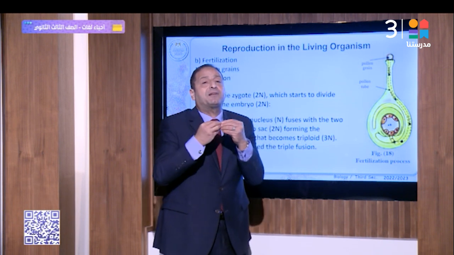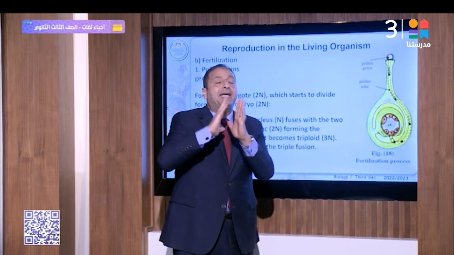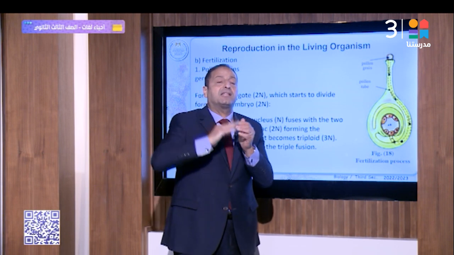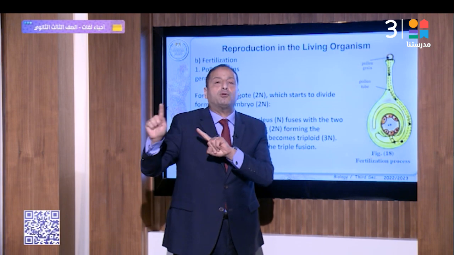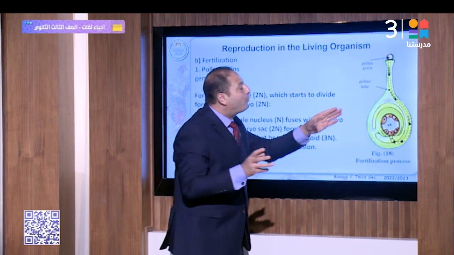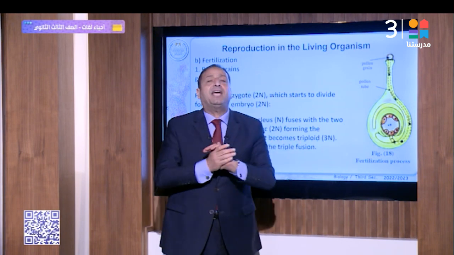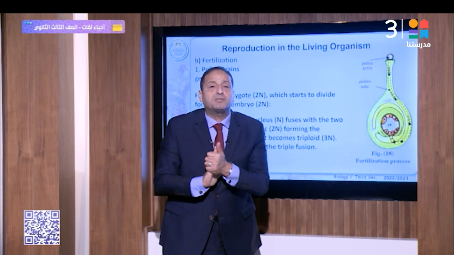What is the meaning of double fertilization? One male nucleus fuses with the egg cell, forming the zygote, which divides mitotically, forming the embryo. And the other male nucleus, produced by mitosis of the generative nucleus, fuses with the two polar nuclei, forming 3N. It's called the endosperm tissue, and differentiation occurs by mitosis in the endosperm tissue.